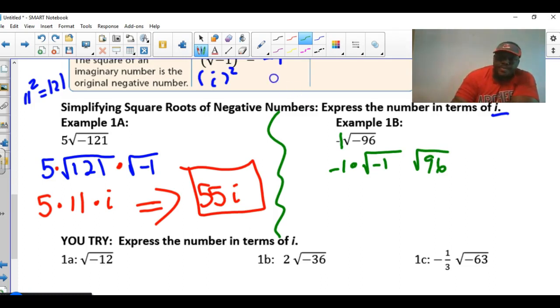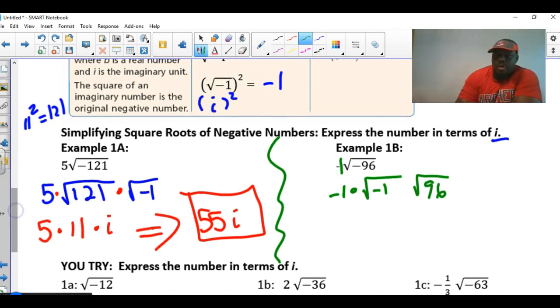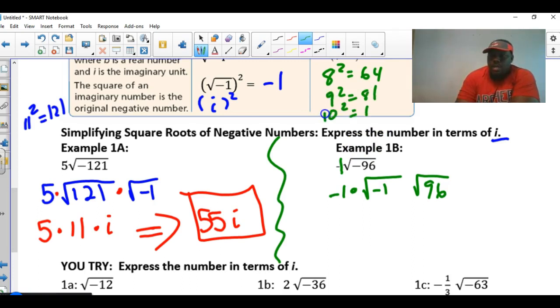Now, 96, guys, let's talk about that. That's not a perfect square. If you had to write out your perfect squares, we know that 8 squared is 64, 9 squared is 81, 10 squared is 100. All right, so since this is in between 9 and 10, that's not a perfect square. So what we need to do with this 96 is factor it again.